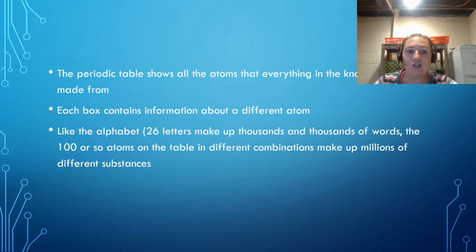The periodic table shows all the atoms that everything in the known universe is made from. Each box contains information about a different atom, and it's kind of like the alphabet. We only have 26 letters in the alphabet, but we have thousands and thousands of words. Well, there are about 100 or so atoms or elements on the table, and in different combinations together, they make up millions of different substances, like H2O. H2O is hydrogen and oxygen combined. So what is H2O? That's water. When you put those elements together, that's how you make that combination.